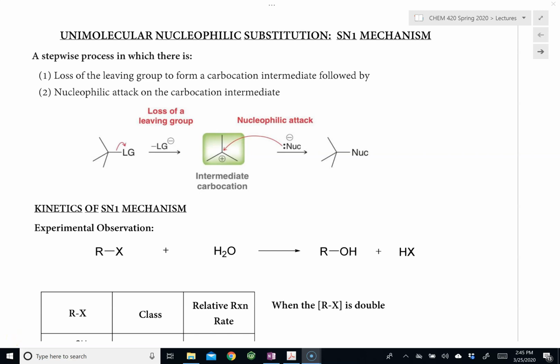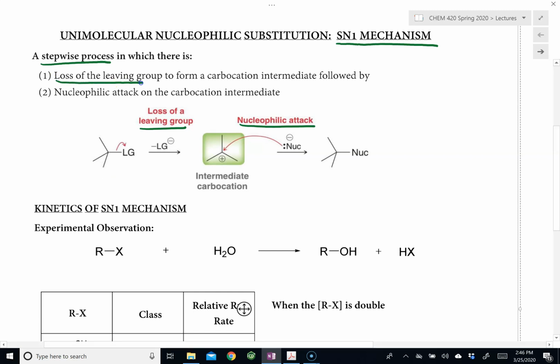In this video, we will go over the unimolecular nucleophilic substitution reaction, or as we also refer to it, the SN1 reaction mechanism. In the SN1 reaction mechanism, the reaction is a stepwise, two-step process in which the loss of the leaving group and the nucleophilic attack do not happen at the same time, but one after the other. The step that happens first is the loss of the leaving group to form the carbocation intermediate.